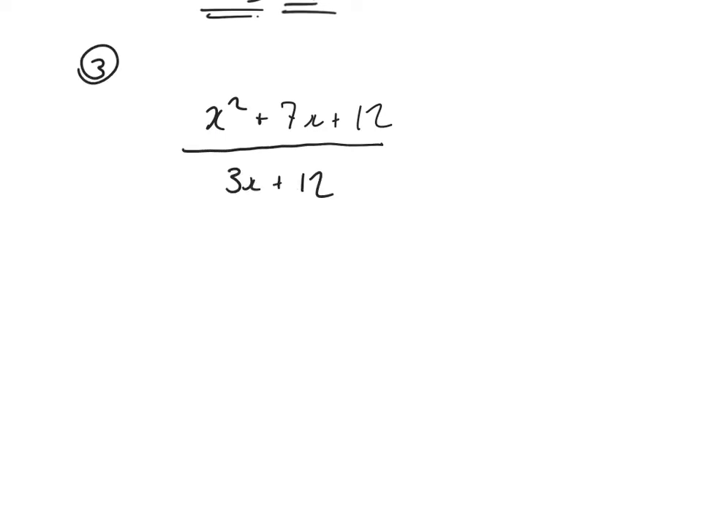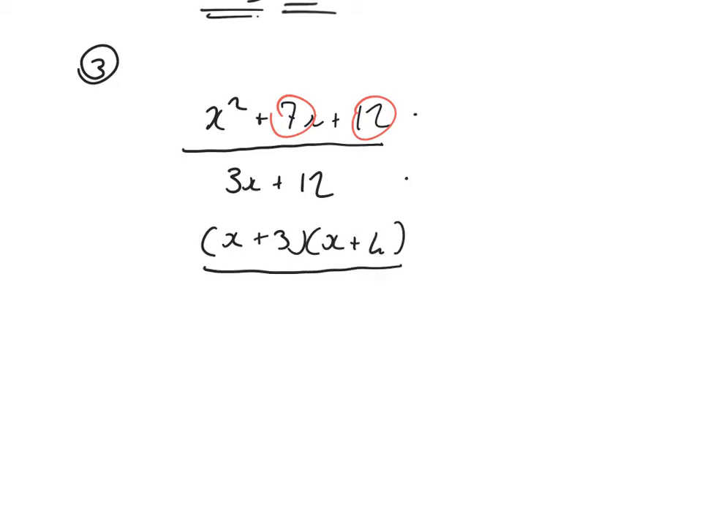Okay, next one, I've got x squared plus 7x plus 12 over 3x plus 12. Okay, so remember the goal is to factorise top and bottom and then see if I can cancel something out. So on the top line, I'm looking for two numbers that multiply to give 12 and add together to give 7. Well, that's 3 and 4. 3 times 4 is 12, and 3 plus 4 is 7. So that's x plus 3 bracket x plus 4.